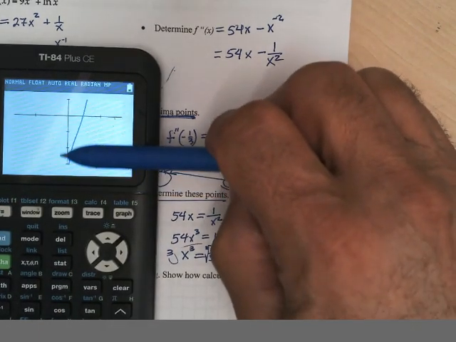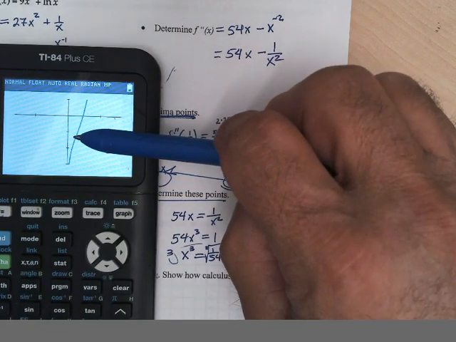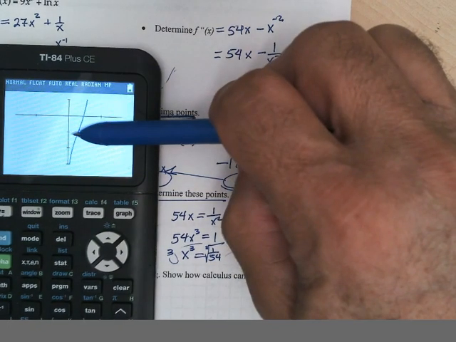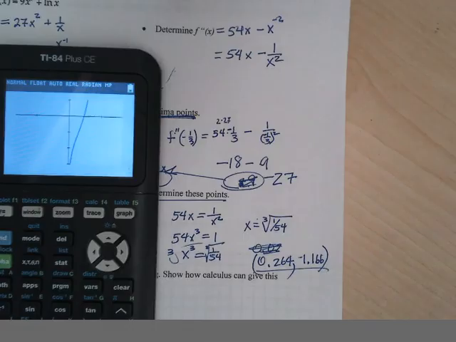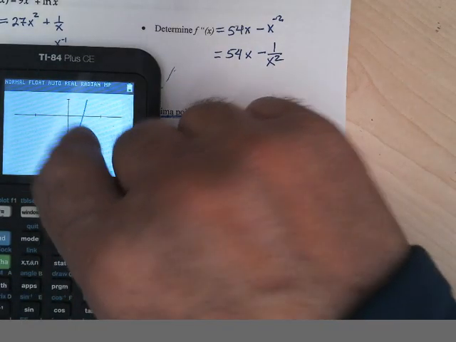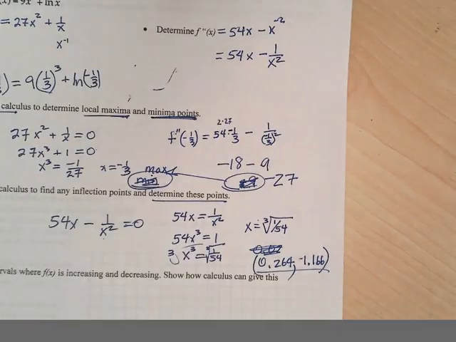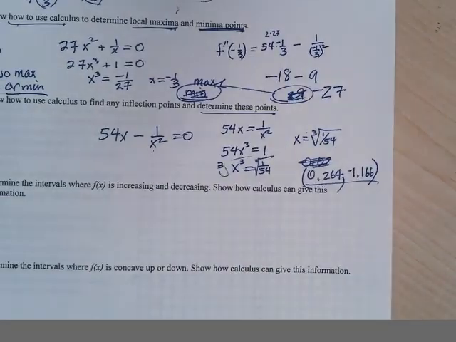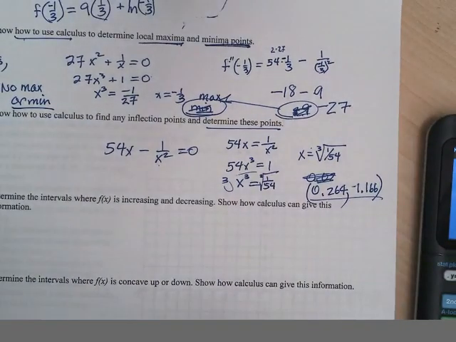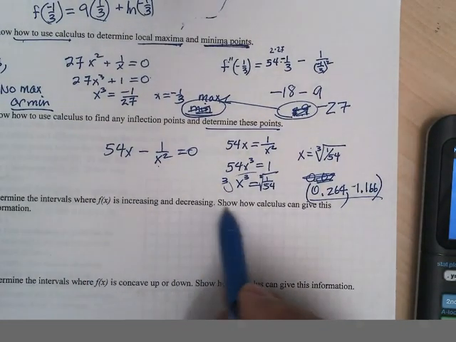And we can see it comes up, makes a little bit of a squiggle, and then goes up. So there's an inflection point right about there. So it's curved down, then curved up. Determine the intervals where f is increasing and decreasing.